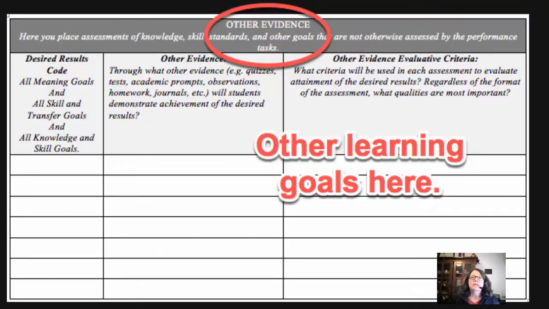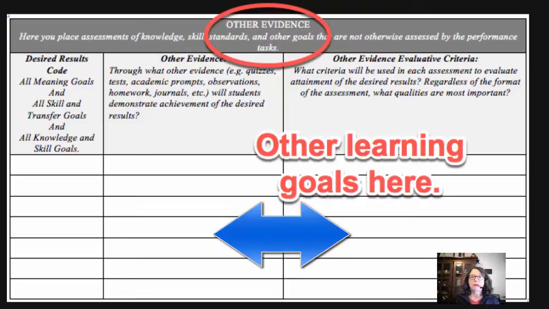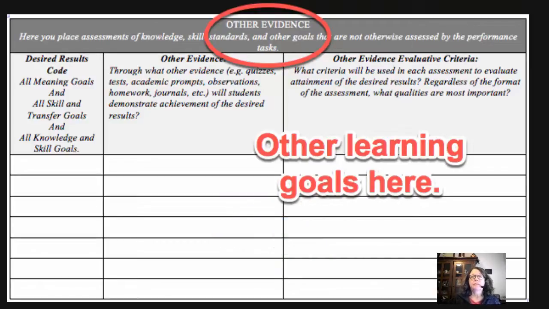Other learning goals are something that you will want your students to also accomplish. They may be something that is measured by a quiz or a short essay or some other means that is not a complex performance task. They also require assessment criteria and the codes.